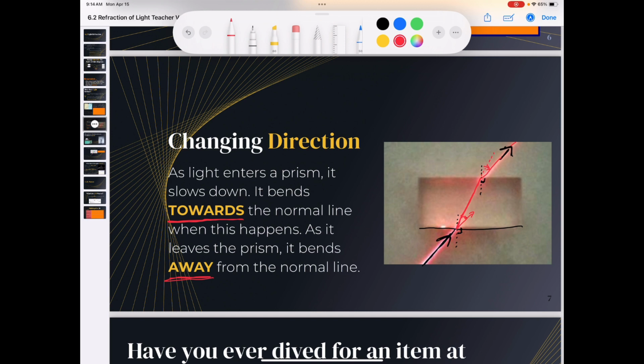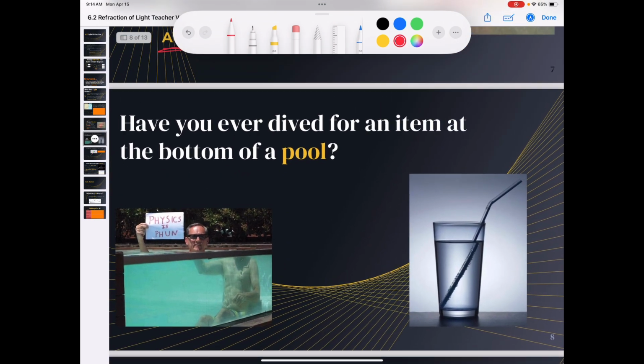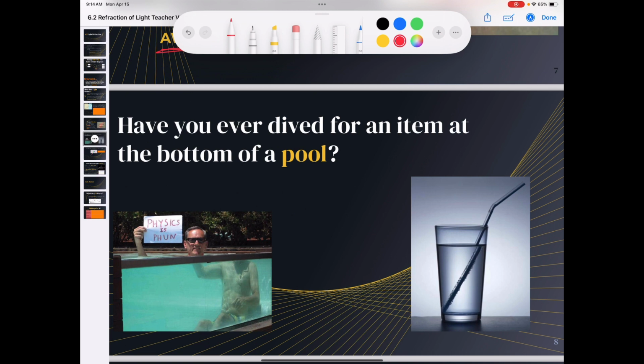And as an example of what this might look like in real life, if you've ever tried to swim for something at the bottom of a pool, you might be able to see it, you know where it's at, and then you dive down into the water and you realize that you missed the target completely. That's because light is bending as it's entering and leaving the water, and it's giving you an optical illusion.